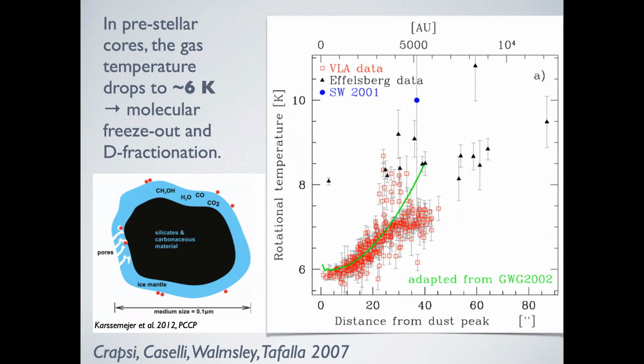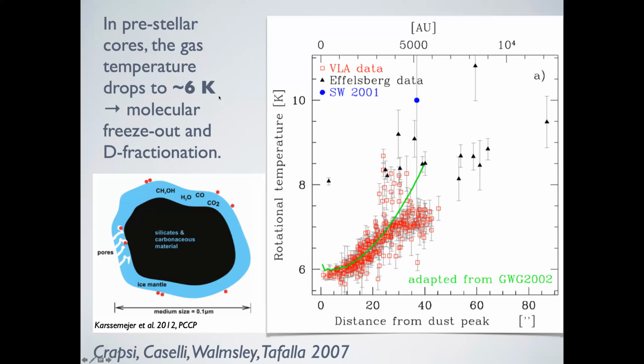interferometric data can you see this, because if you use a single dish, you basically miss what is going on in the very center, because these regions, as I said, are centrally concentrated. So you dilute the molecular emission that comes from the very center, which is very cold.